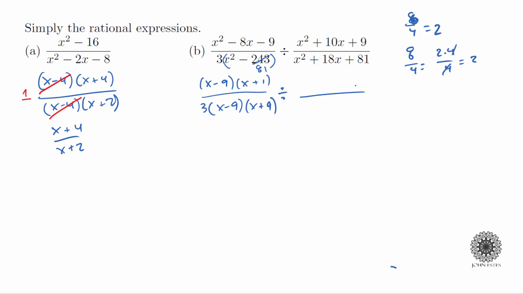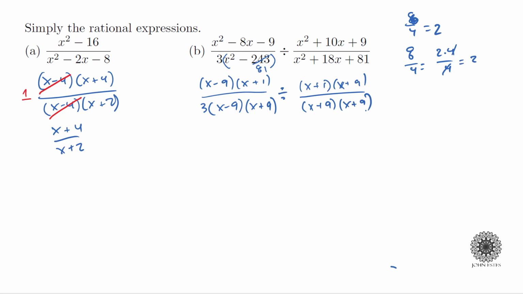So in the numerator, two things that multiply to give me 9 and add to give me 10. How about x plus 1 and x plus 9? In the denominator, two things that multiply to give me 81 and add to give me 18. I think that's going to be 9 and 9. Alright, so here we have it. Everything's factored. And I want to cancel out some stuff.